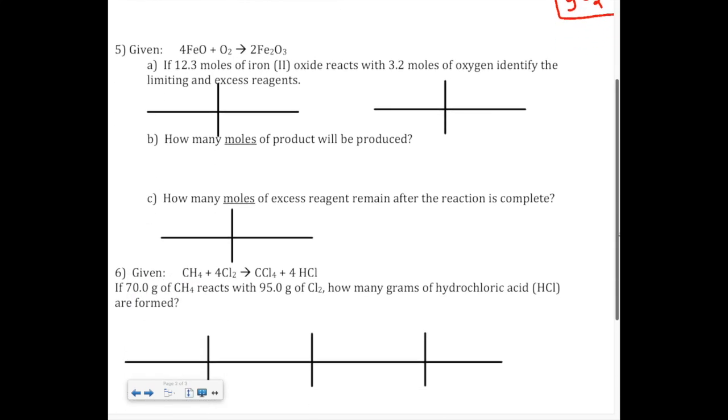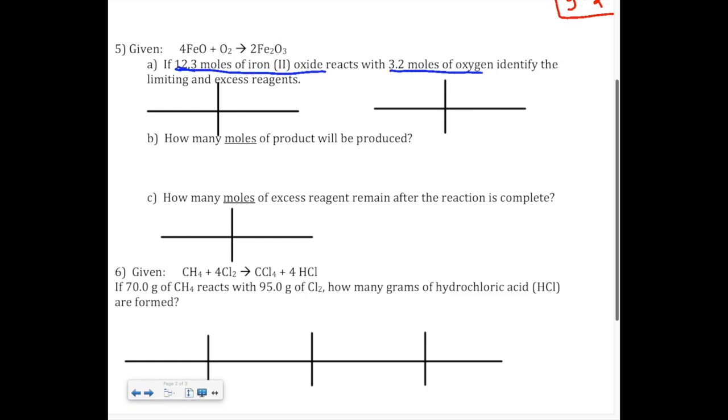All right, number 5. If 12.3 moles of iron 2 oxide reacts with 3.2 moles of oxygen, identify the limiting and excess reactants or reagents. This one is going to be almost exactly like one that's going to be on your test, so you better pay attention. I have my equation here. I have iron, oxygen, and iron oxide. Now what I need to do is take the amounts of my given reactants. So I have moles of iron oxide, and I have moles of oxygen.